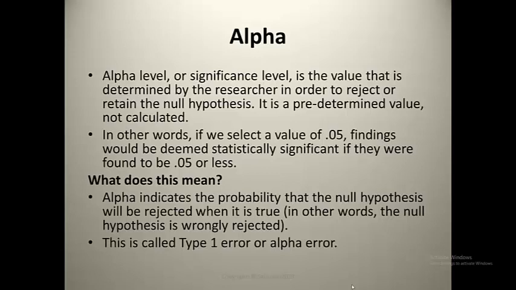Now, what does this mean? Alpha indicates the probability that the null hypothesis will be rejected when it is true. In other words, the null hypothesis is wrongly rejected. This is called type 1 error or alpha error. This is what we refer to in statistics and in quantitative research as alpha error, when the null hypothesis is wrongly rejected.